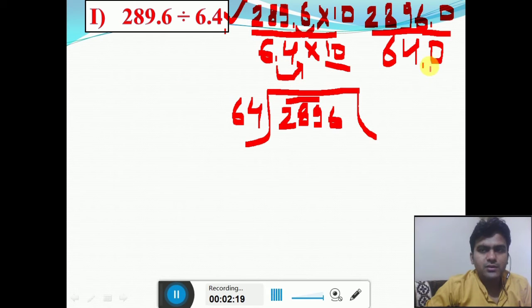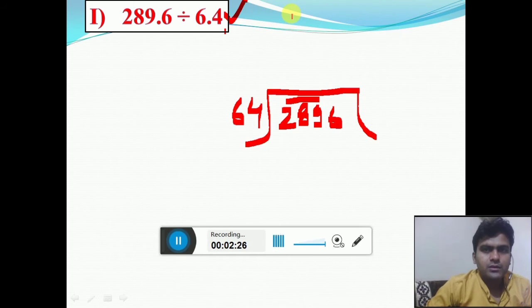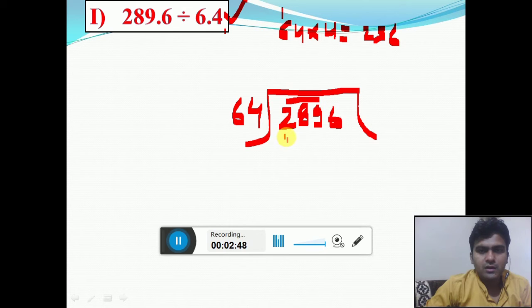Now read the table of 64. So 64 into 4 equals how much? 4 4s are 16, carry over 1, 4 6s are 24 plus 1 is 25. So 64 into 4 equals 256. So write down here 256, then subtract.